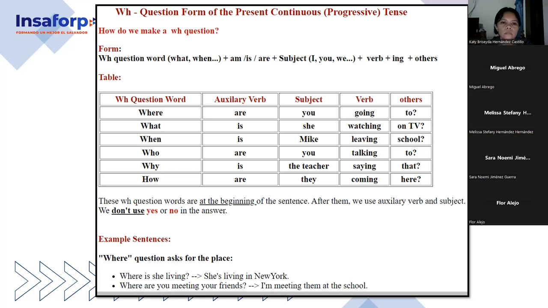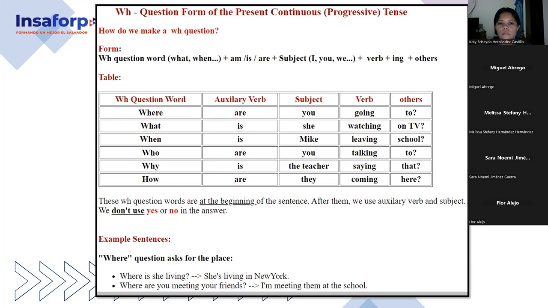Now, WH questions, también las conocemos como information questions, right? En este escenario, we're talking about information questions with the present progressive or present continuous, right? How do we form them? Es exactamente la misma estructura, solo le agregamos la WH word al principio. Okay? So we have WH word plus the verb to be plus the subject. Y luego the verb in ing. Y todo lo demás complemento, right? For example, where are you going to? El presente progresivo para preguntar a futuro. ¿A dónde vas? ¿A dónde está yendo en este momento? Right? Where are you going to?